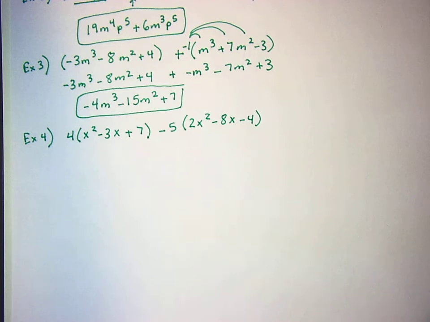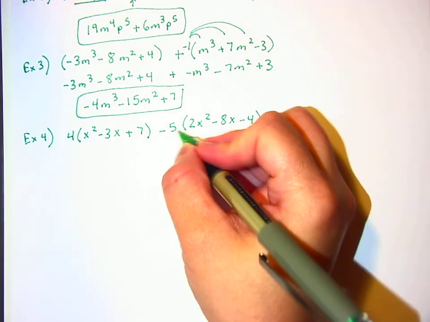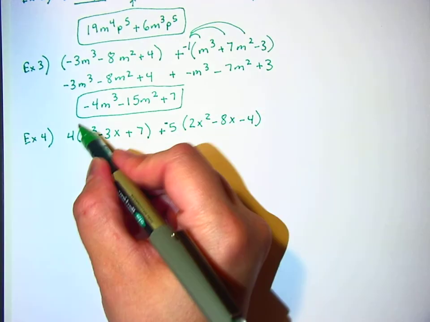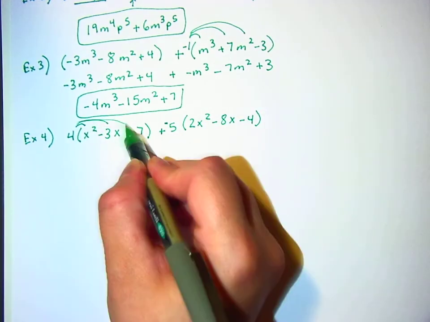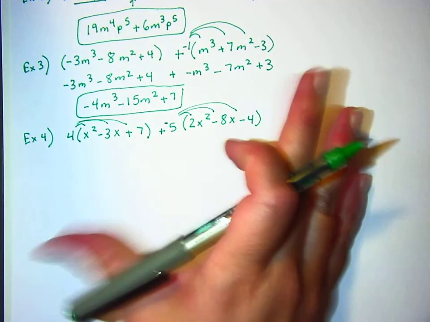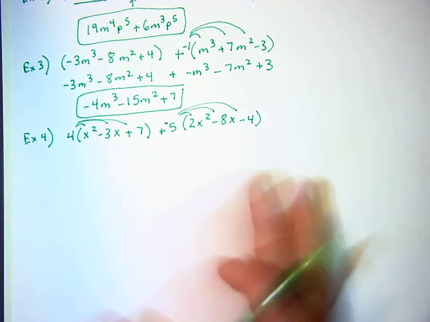If I were you, I would think about this instead of a minus a 5, all this stuff, I'd think of it as plus a negative 5. So you're going to distribute that 4 to every single thing here, and then distribute that negative 5 to every single thing there, and then combine like terms. So pause the video.